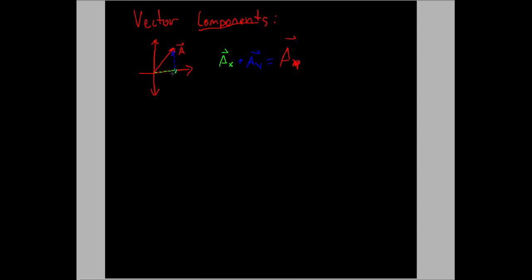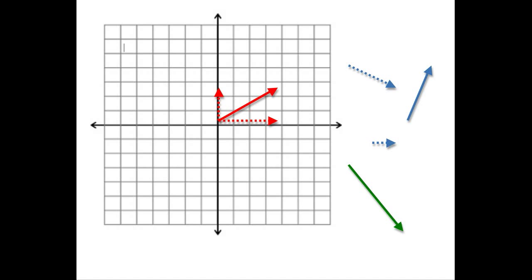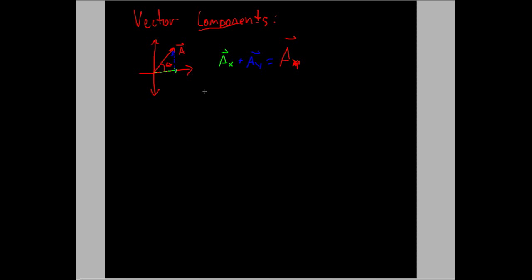So, we've got AX and AY here, and we've also got an angle right here. We'll call this angle theta. Here's a little bit neater example of it. We've got a vector, we've got our AX and our AY components, and we've got an angle here from the x-axis. So, how do we use this?